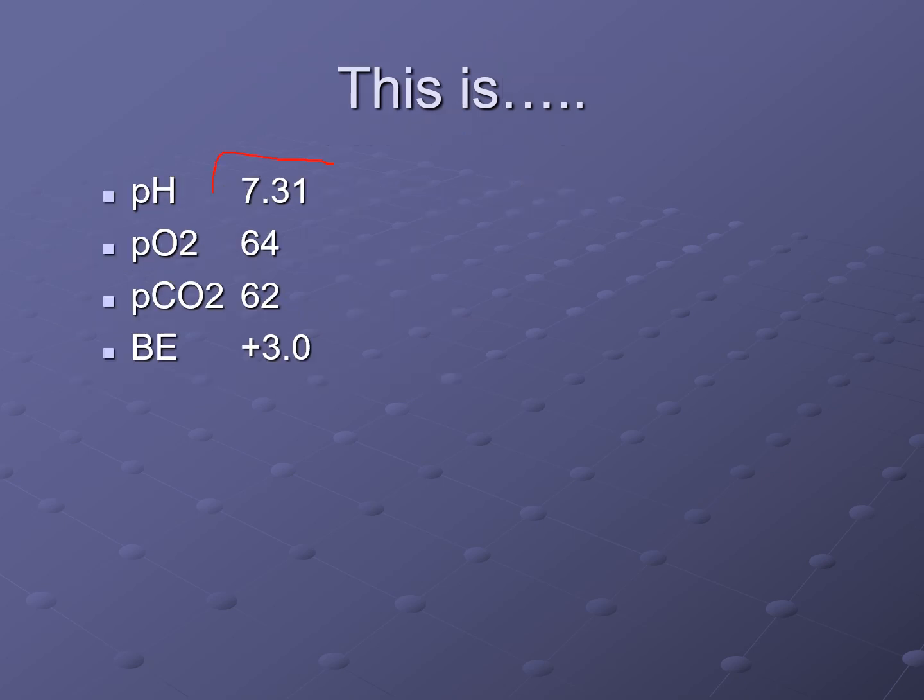So this pH is 7.31. So that's acidosis. PCO2 is elevated. That's respiratory acidosis. The pH is elevated. That's alkalosis. The PCO2 is normal. So this is therefore metabolic alkalosis, I'm sorry. And you can see that the base excess is 4. This is acidosis. The PCO2 is normal and the base excess is decreased.